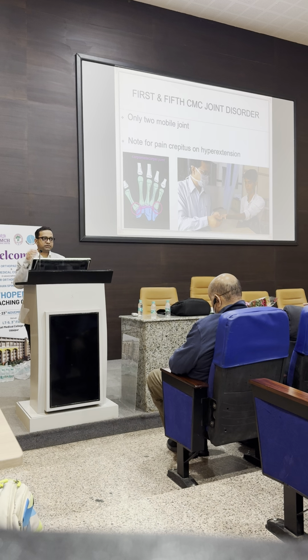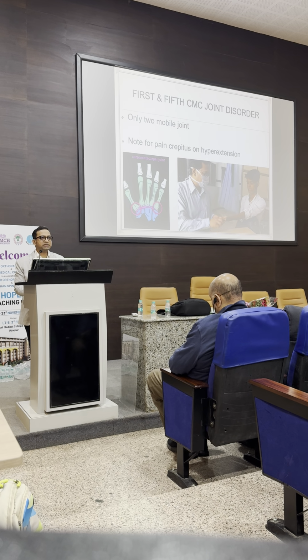First is the thumb, that's why we have the full range of motion, and the fifth CMC. Unlikely, the fifth CMC has less pathology, but the first CMC is a very common source of radial side pain, especially in middle-aged to elderly females. They have it like OA knee. We have osteoarthritis of the first carpometacarpal joint. What is the test? Hyperextension of the thumb.